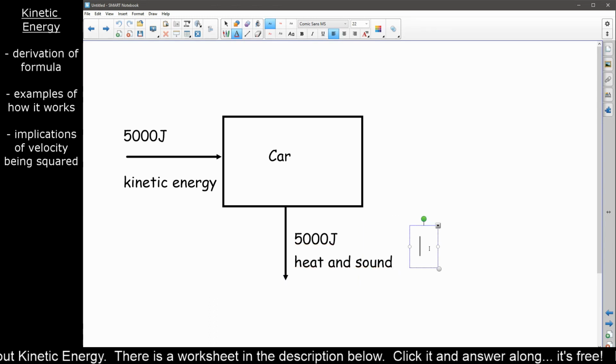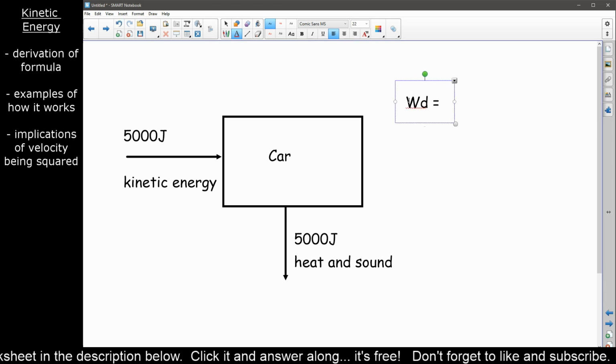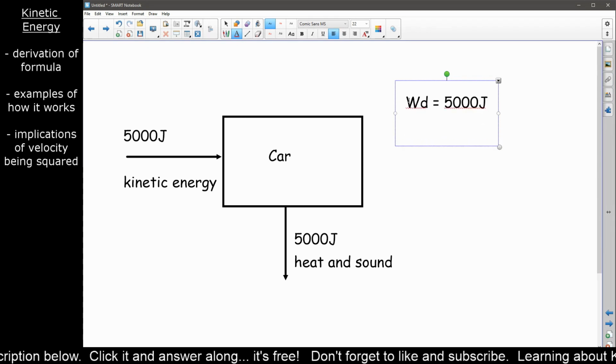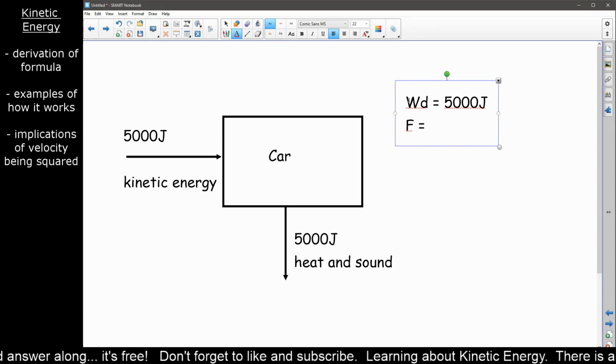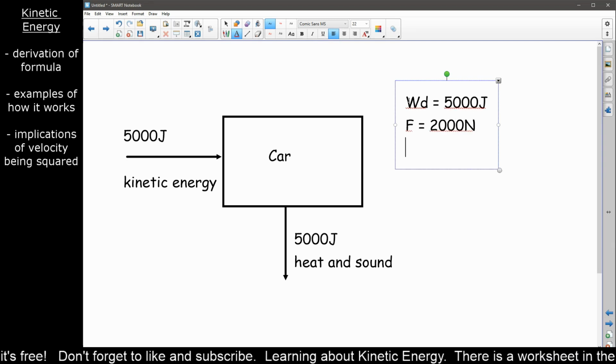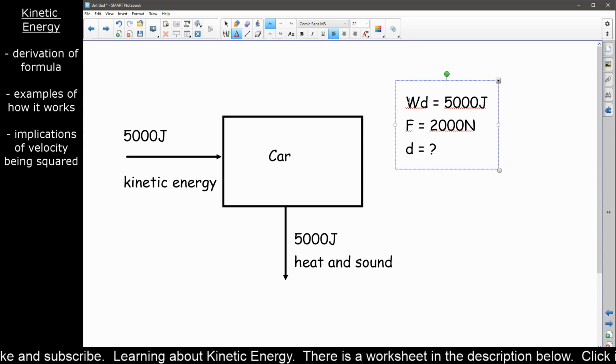Actually, you slam on the brakes. How much work's done here? Well, 5,000 joules of energy gets turned from one form into another, so the work done is equal to 5,000 joules. And if I happen to know the braking force of the car, let's say we've got an engine braking force of, I don't know, 2,000 newtons, completely pulling that out of the air, then I've got a force of 2,000 newtons to do 5,000 joules of work. I want to know how far that's going to take me.